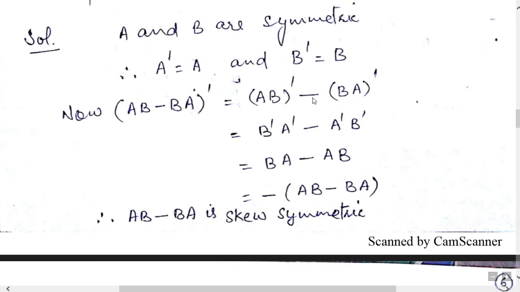It's (AB) transpose minus (BA) transpose. And (AB) transpose can be written as B transpose into A transpose. And (BA) transpose is A transpose into B transpose. Now insert the value, then taking the negative sign common, the statement proves that AB minus BA is skew-symmetric because the answer is negative.